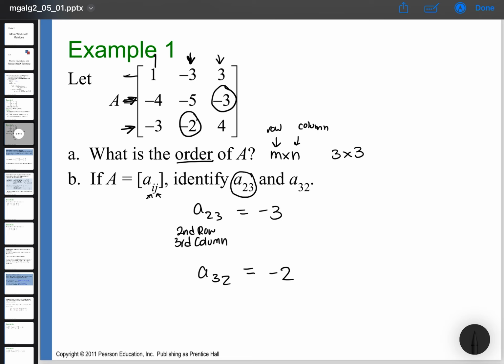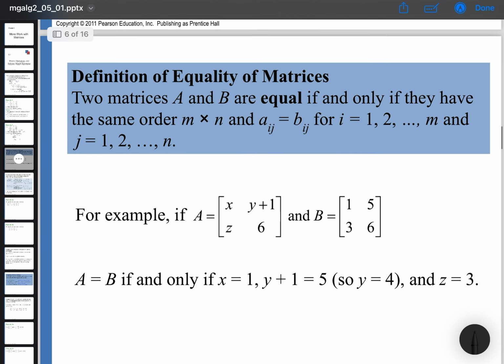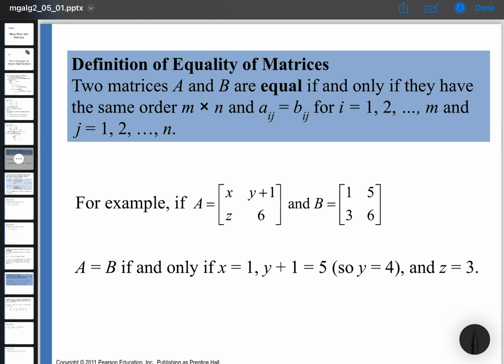All right, we're going to keep going with this. We have a couple of properties that we need to talk about. We need to talk about equality. So if I have two matrices, A and B, they are equal only if they have basically the same exact numbers in every location. So down here you can see, if A equaled this and B equaled this, the only way that they would be equal is if X was the same as 1. That's what they're saying here.